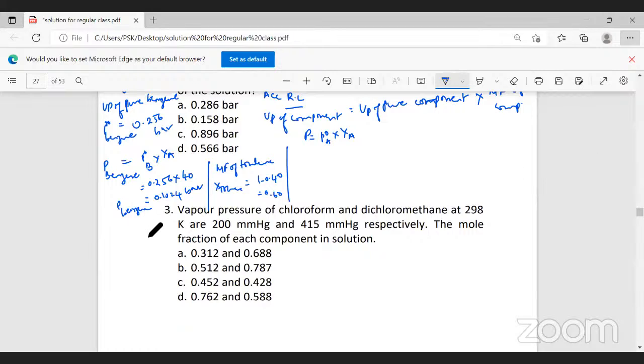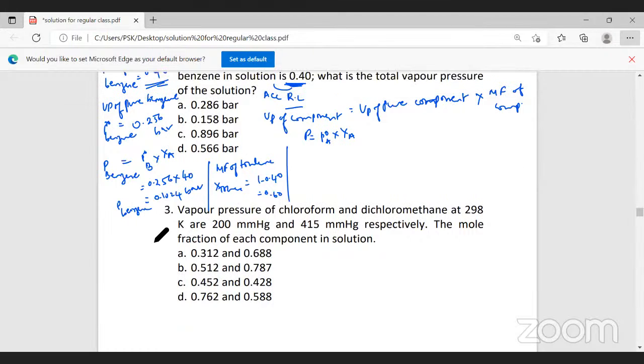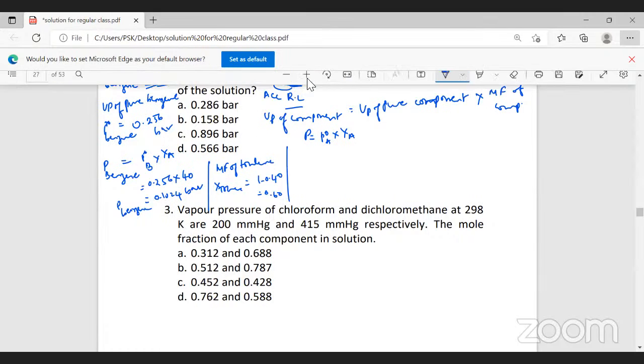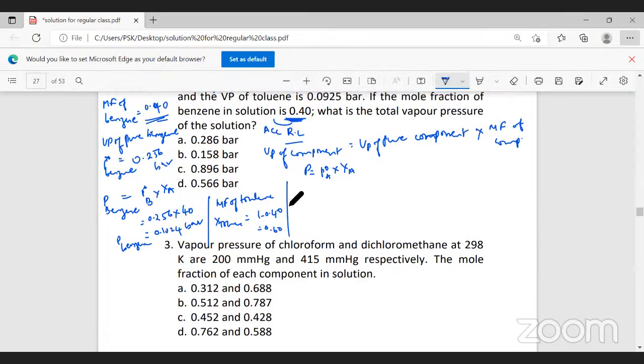Just now I gave you the explanation: the sum of the mole fractions of the solute and solvent will always be equal to 1. The mole fraction of benzene is 0.40, so the mole fraction of toluene will be 1 minus 0.40, which is 0.6. They have also given the vapor pressure of toluene, 0.0925 bar. Therefore, the pressure of toluene will be 0.0925 into 0.60, which is equal to 0.055 bar. This is the contribution of toluene.